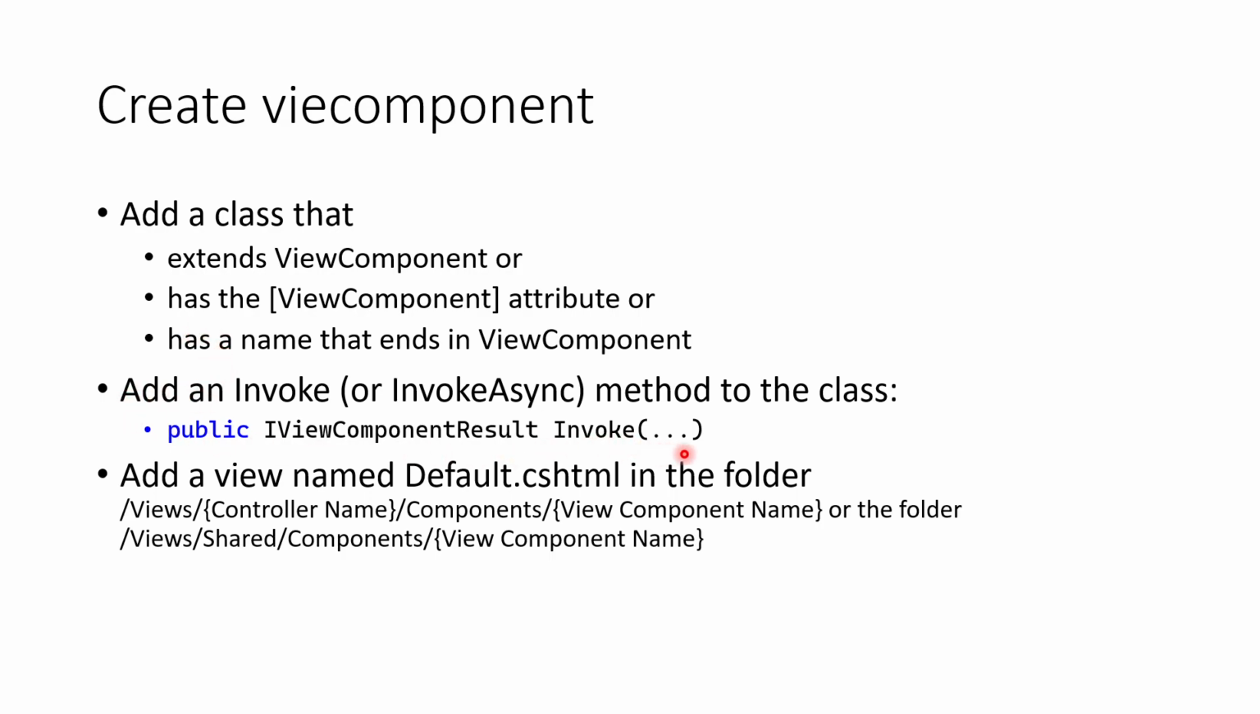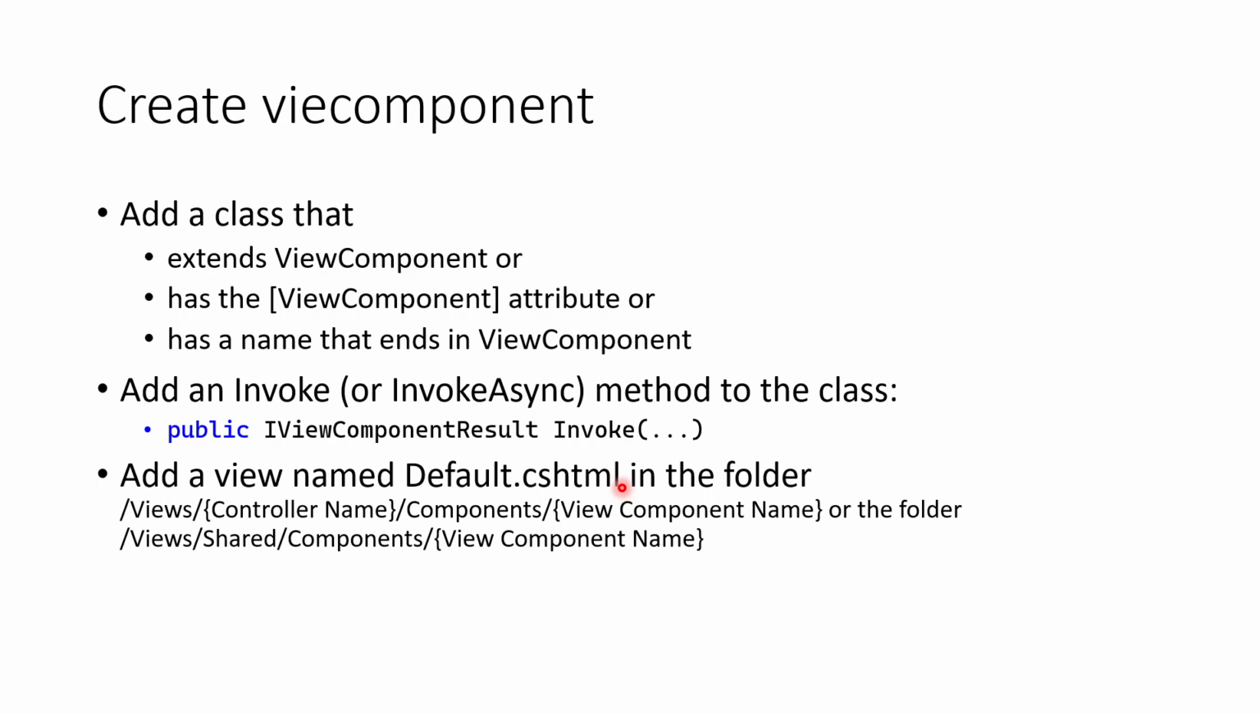And then you add a method to it called Invoke or InvokeAsync. And then you add a view that has to have a very specific naming. It has to be positioned under the controller name, or possibly Shared if you want to share this component view over more than one controller. And then another subfolder called Components, and then the name of the view component. This is completely ununderstandable if you look at it.